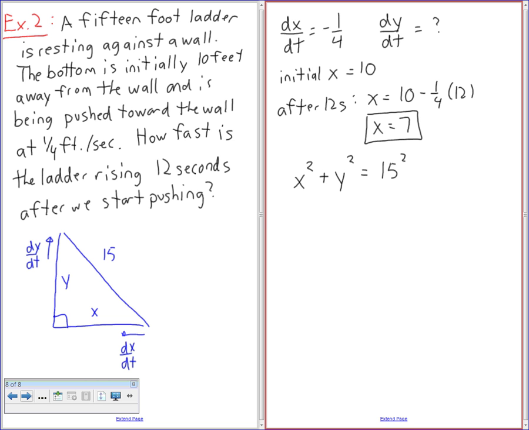We're solving for dy by dt is what we're solving for. We can probably get a value for y here too. But yeah, we can get a value for y probably too after.